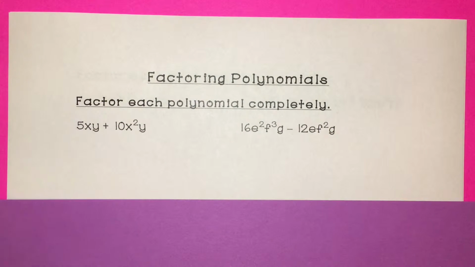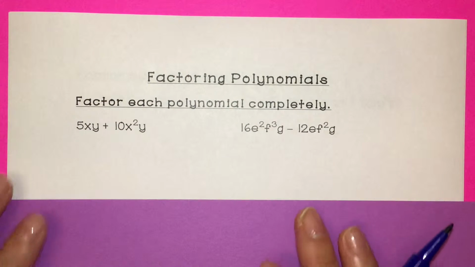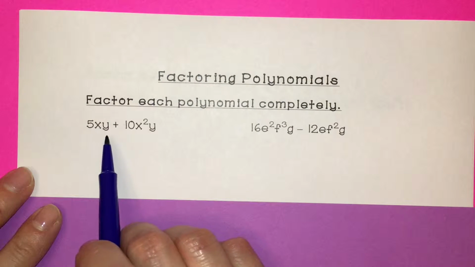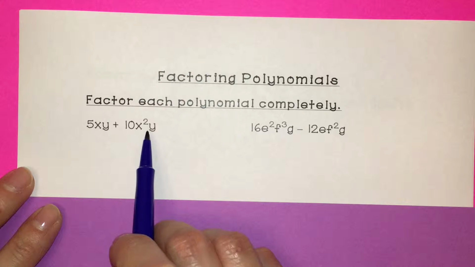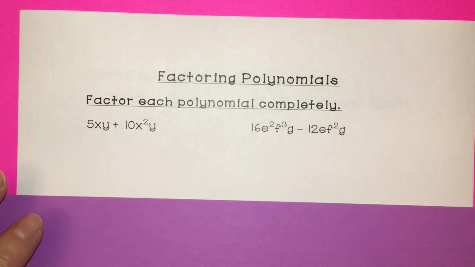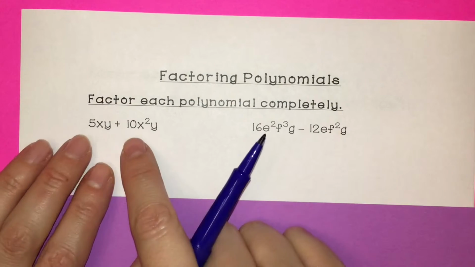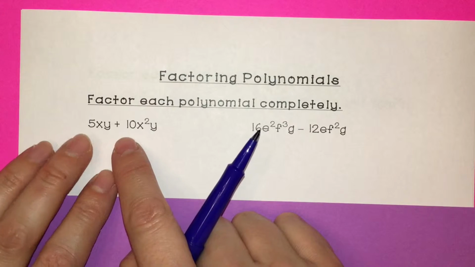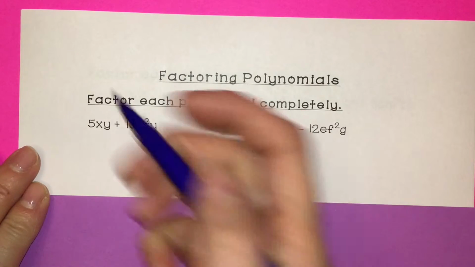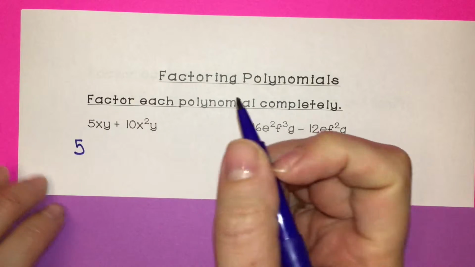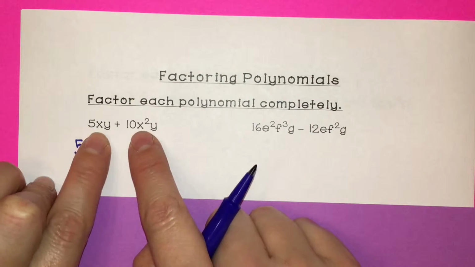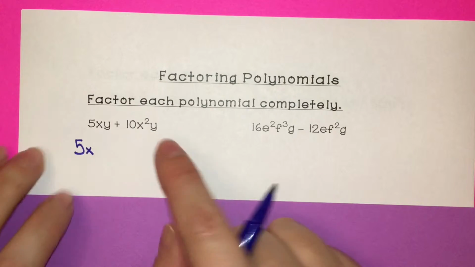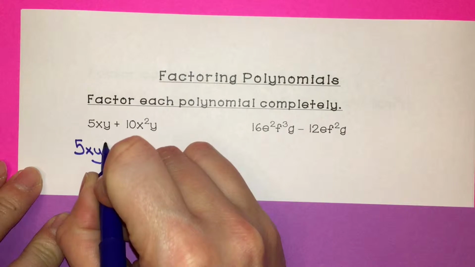So in this, we're going to factor out, in our first case, we have 5xy plus 10x squared y. We're going to factor out anything that we can divide both terms by. Both 5 and 10 can be divided by 5, so I can factor out a 5. They both have at least one x, so I can factor out an x. And they both have at least one y, so I can factor out a y.